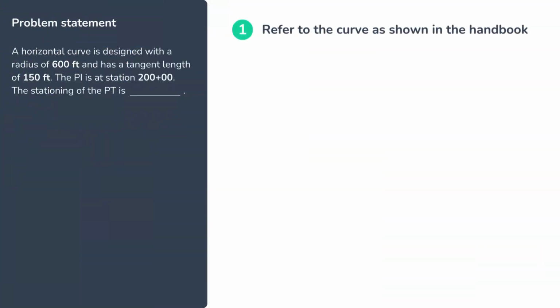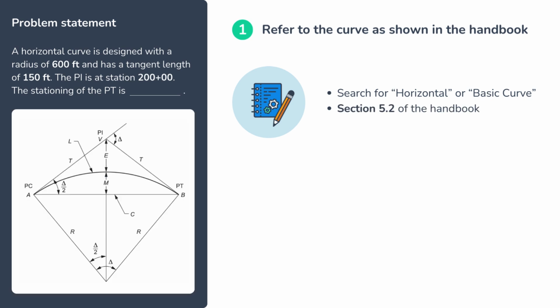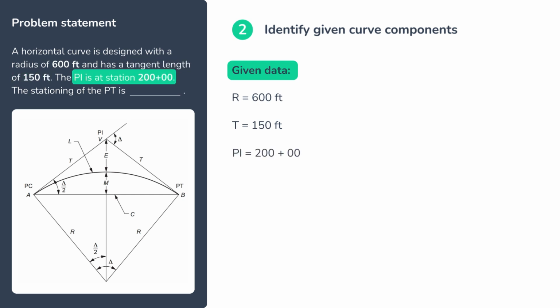The first thing we need to do is to find the horizontal curve diagram from the NCES handbook. A quick search for the word horizontal will lead you to section 5.2 of the handbook. The diagram is shown to the left. Next, we write down all the given information from the problem statement. The radius is given as 600 feet. The tangent length is stated as 150 feet, and the point of intersection is 200 plus 00.